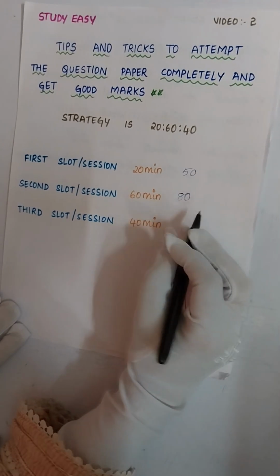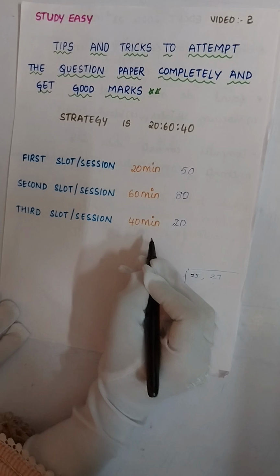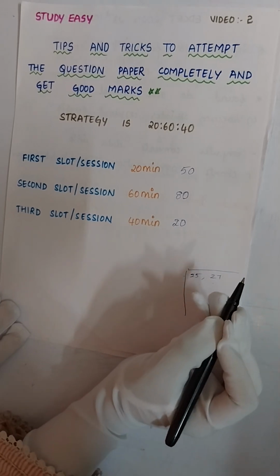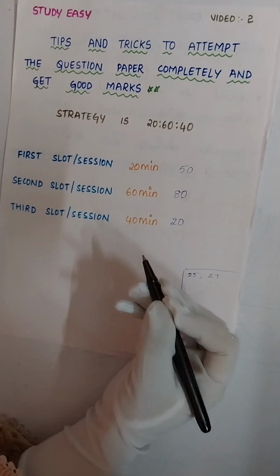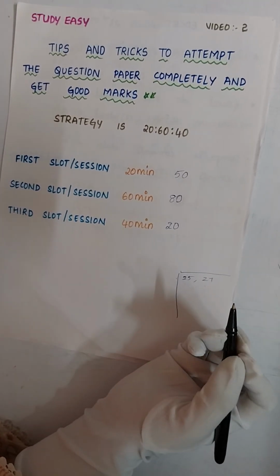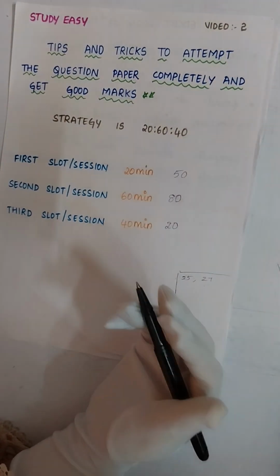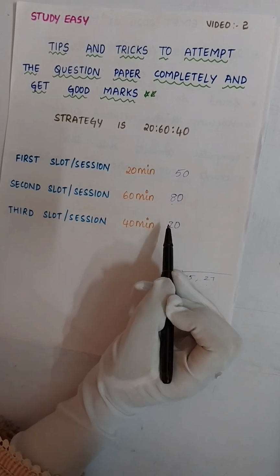Now you are left with how many questions? 20 questions. And the time slot is how much? 40 minutes are left. Okay. So in the third slot or third session, generally mathematics questions which require time to solve should be attempted. Some mathematics questions don't require time, some require time. Based on your preparation, you categorize those questions either in the second session or the third session.